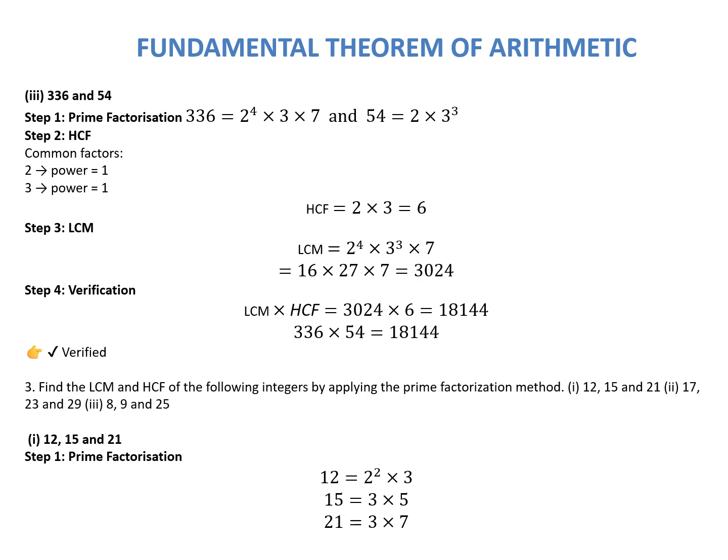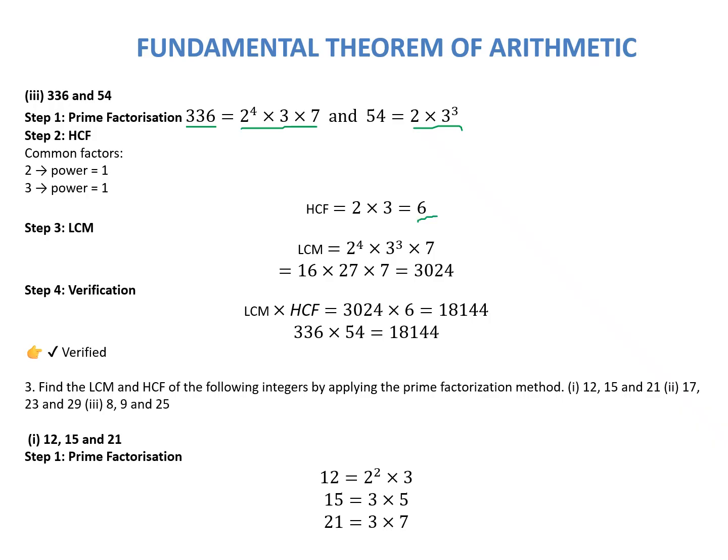Third question is 336 and 54. When we look at this, we'll again break down 336 into 2 to the power of 4 into 3 into 7. 54 is 2 into 3 to the power of 3. When we look at the lowest power, 2 is the common factor and the lowest power is 1. And 3 is the common factor with the lowest power of 1. So 2 into 3 is equal to 6, which is the HCF.